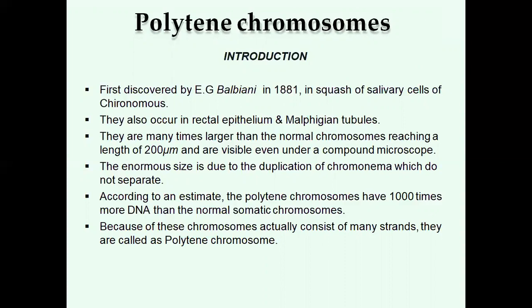Most of the insects belonging to Diptera possess this type of unusual chromosomes. They are many times larger than normal chromosomes, reaching a length of 200 micrometers, and are visible even under a compound microscope. These polytene chromosomes are formed during early larval development when meiotic divisions come to an end in these tissues.